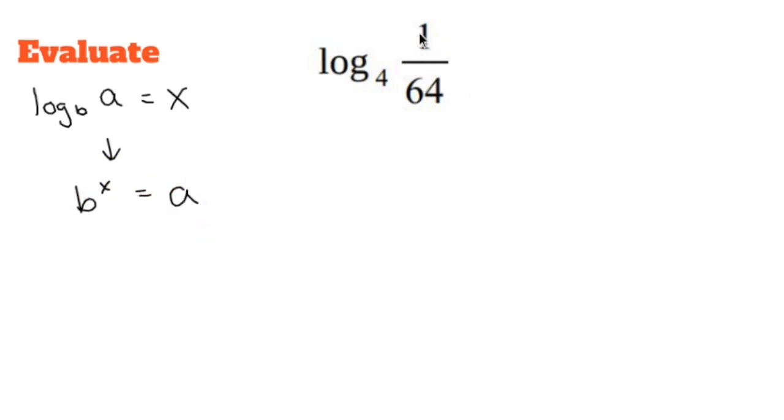Now, if you look at this, you might be thinking, well, that is not the same as that because it's not equal to x. So let's make it equal to x. Why not? I'll label you b. 1 over 64 is my a. So I can rewrite this as b, which is 4, to the x equals 1 over 64.